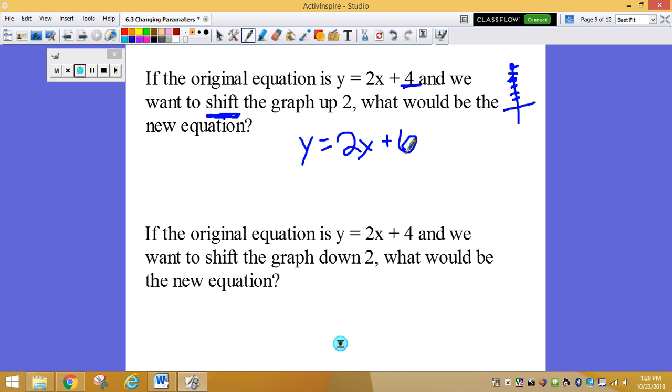Okay, let's do another one. Same original equation, but this time we want to shift down 2. So again, the first part, shifting changes the last part. So this is going to stay 2x. And instead of 4, I want to shift down 2. So where would I be now? I would be at +2.